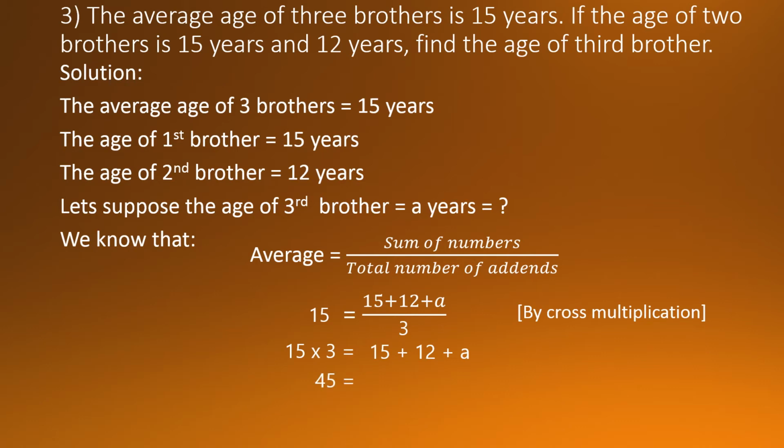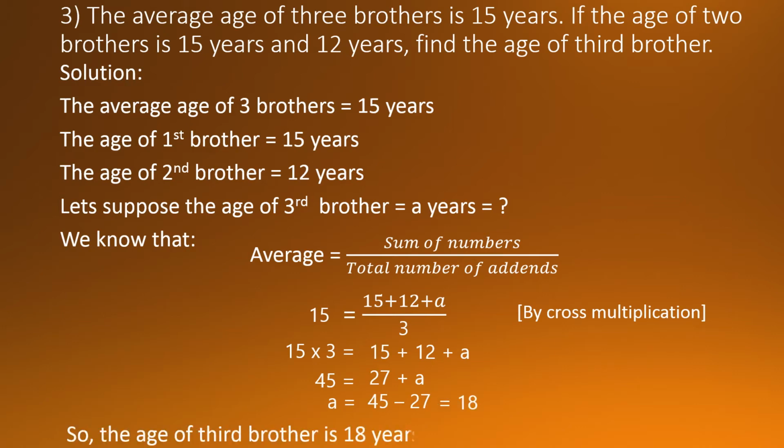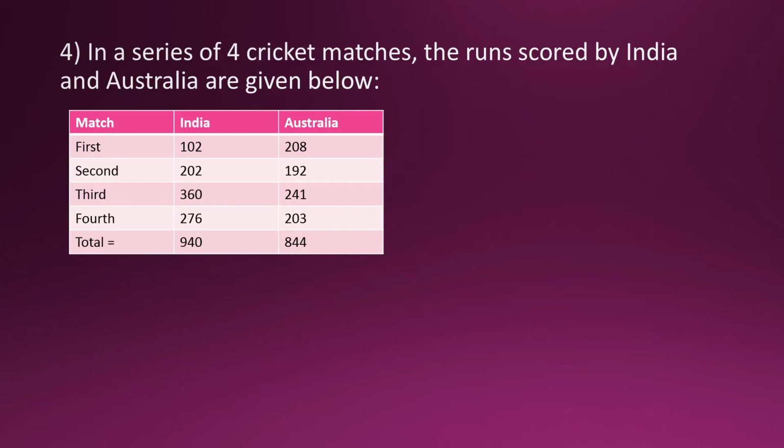15 3s are 45. Then write the is equal to sign as it is. 15 plus 12 we get 27. Then write plus a as it is. But what is a? Yes, the age of third brother. So a is equal to 45 minus 27. Now do the subtraction. We get 18. So the age of third brother is 18 years. Let us solve one more question.